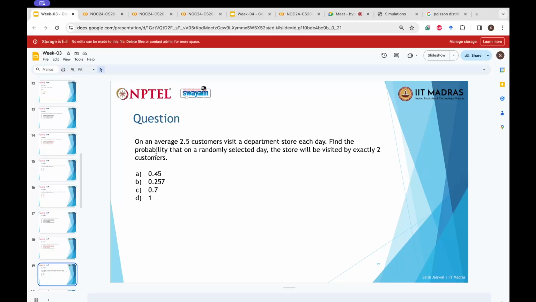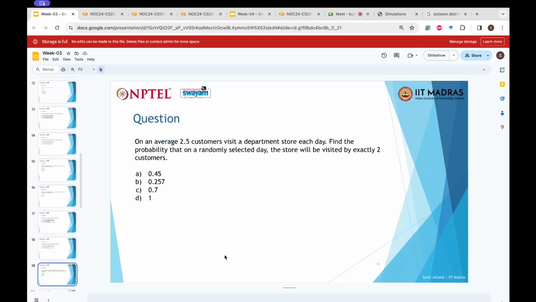Please wait, it is not that straightforward to answer these questions. On an average, the data is given: on an average, 2.5 customers visit the department store each day. The moment you see an average given, it is highly probable that the distribution is Poisson distribution, and the value of the parameter lambda is given.